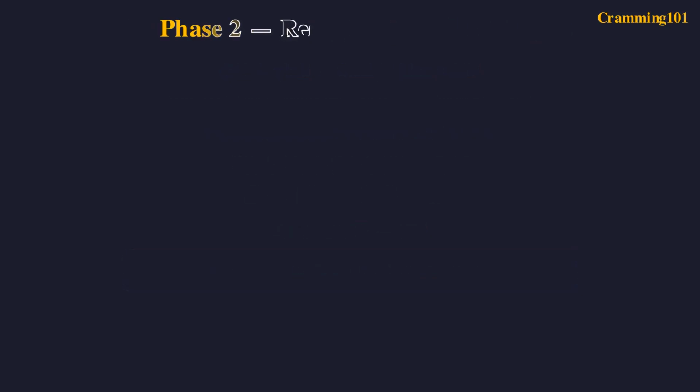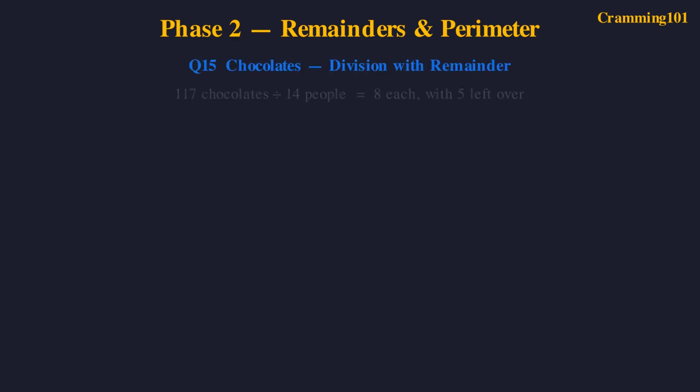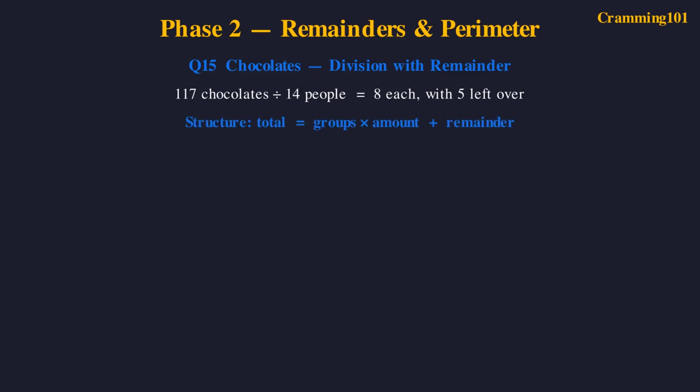Phase 2. Division remainders and perimeter. Question 15. Chocolates and remainders. There are 117 chocolates shared between 14 people. Each person gets 8 chocolates with 5 left over. The question asks which number sentence shows this.